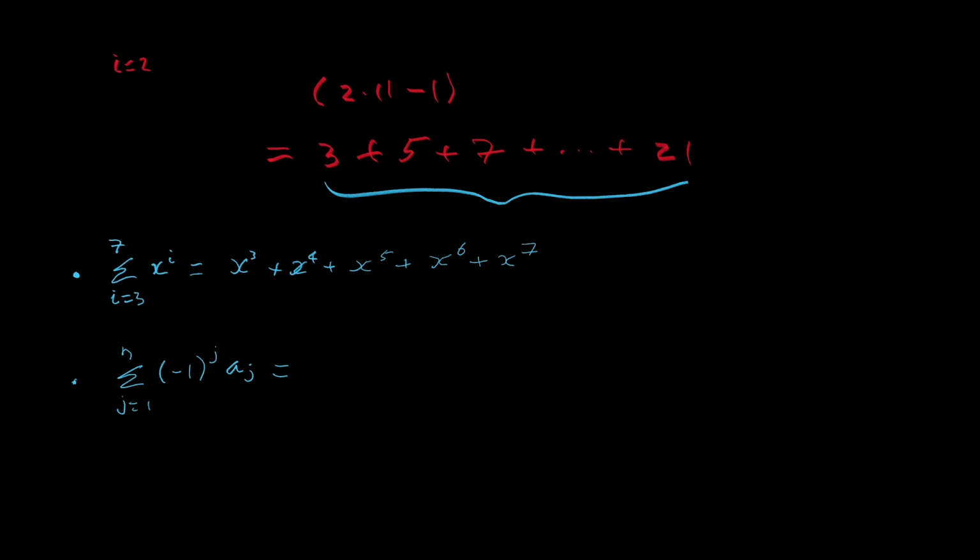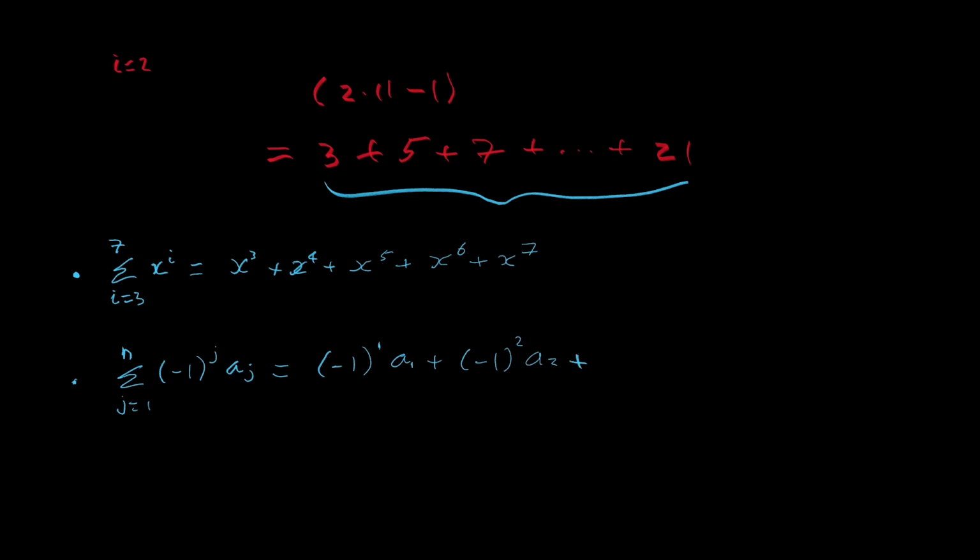But it's going to look like this. So negative 1 raised to the first power, so we don't really need to write that. I'll write it anyways, just to show the form, times a sub 1. Okay, plus negative 1 raised to the second power times a sub 2. Okay, the thing that might be confusing here is that our upper bound is just n. Okay, so it's like, how do we know when to stop if we don't know what n is? Well, we stop at n.